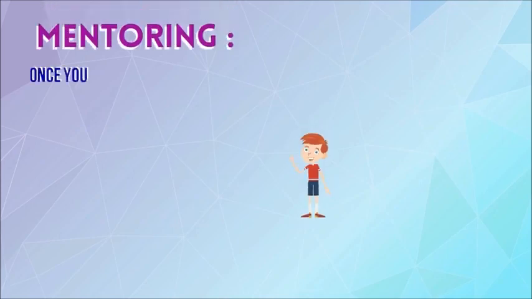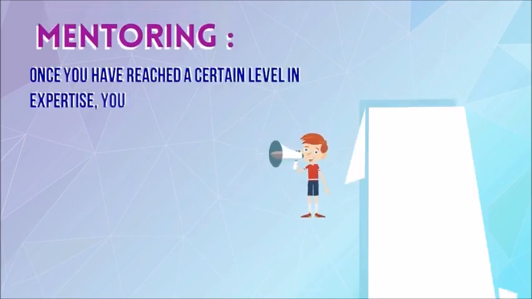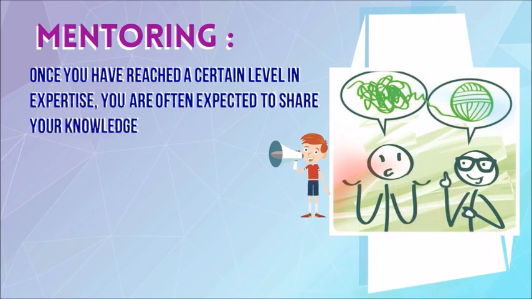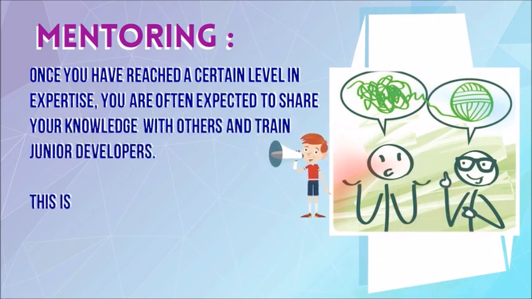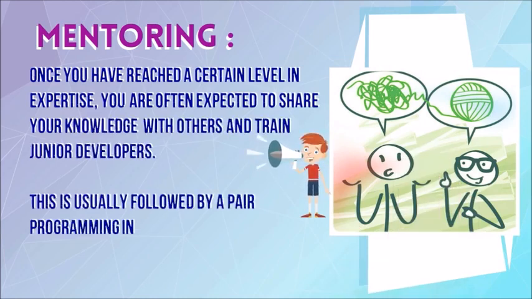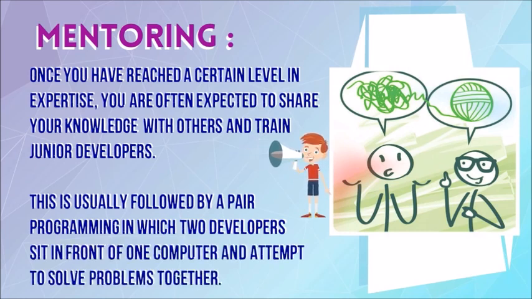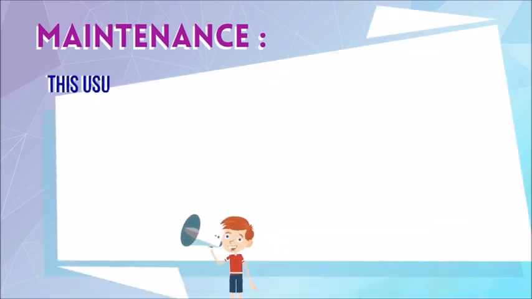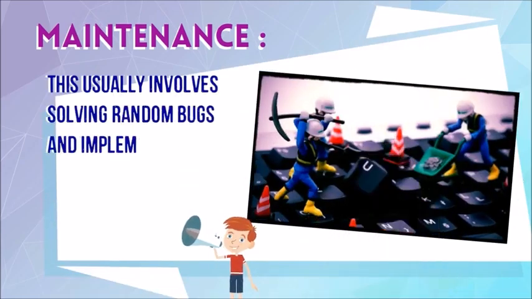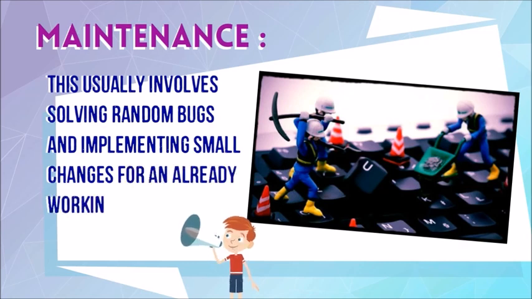Mentoring. Once you have reached a certain level in expertise, you are often expected to share your knowledge with others and train junior developers. This is usually followed by pair programming, in which two developers sit in front of one computer and attempt to solve problems together. Maintenance. This usually involves solving random bugs and implementing small changes for an already working project.